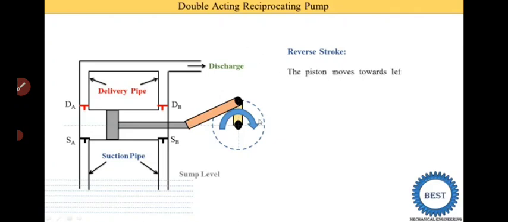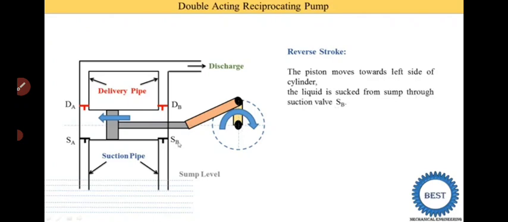Okay, in the reverse stroke what happens? The crank moves from 180 degree to 360 degree, so the piston moves from the right side to the left side. Then what happens? On the right side a suction is created. So I have written here that liquid is sucked from the sump through suction valve SB.